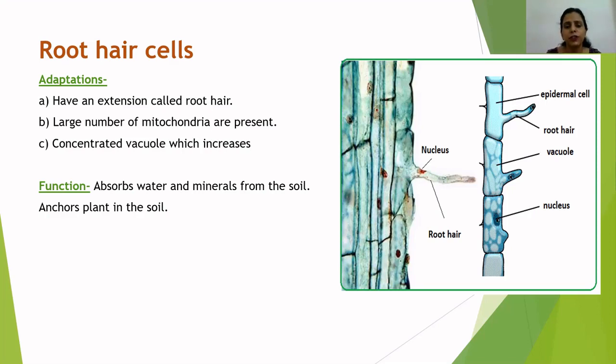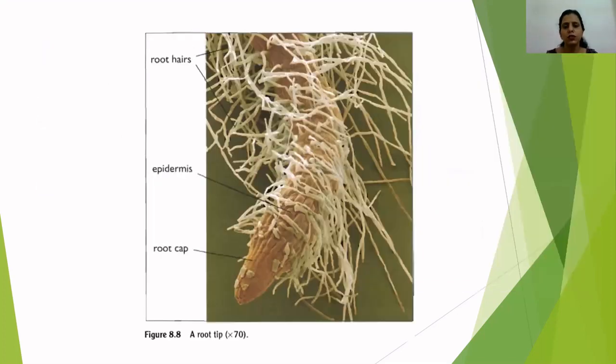The function of root hair cells is to absorb water and minerals from the soil. And another very important function is that it anchors the plant into the soil. The plant is able to stand upright in the soil, to remain stiff in one particular position, because roots anchor the plant in the soil. Next image again shows you a root tip. It is highly magnified, by 70 times.